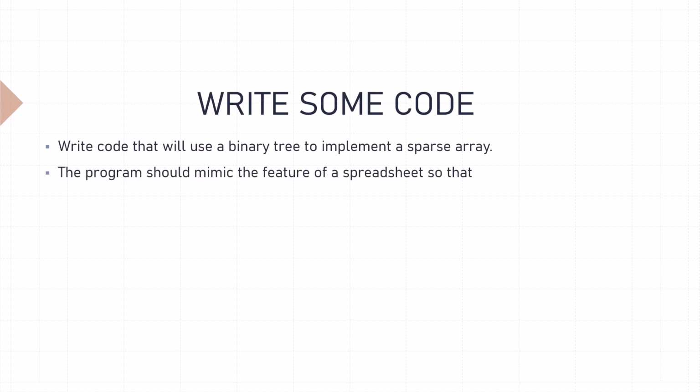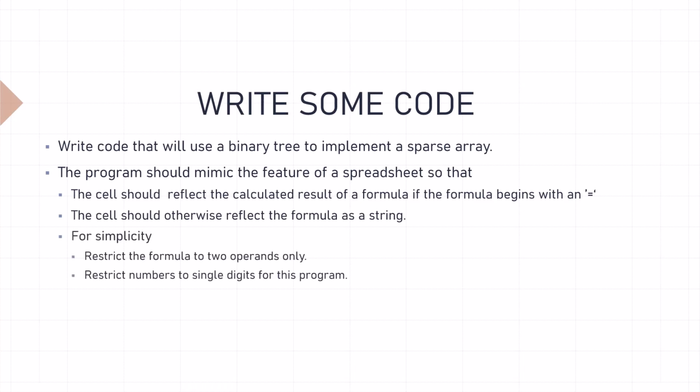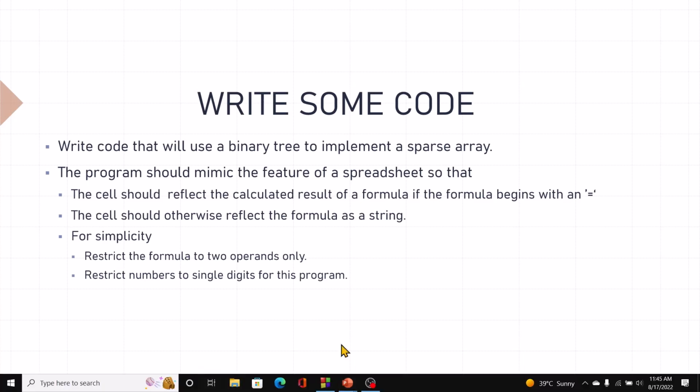The program should mimic the feature of a spreadsheet so that the cell should reflect the calculated result of a formula. If the formula begins with an equal to, the cell should otherwise reflect the formula as a string. For simplicity, restrict the formula to two operands only and restrict numbers to single digits for this program. So let's now go to Code::Blocks and we can start a new file.